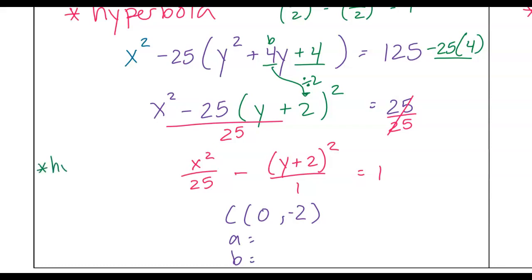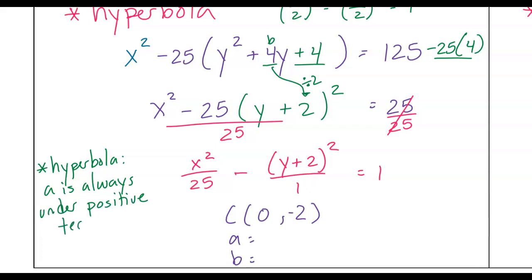Remember, with a hyperbola, a is always under the positive term. So what is our a value? Now, yes, that's what our a squared is. So what do I do to get the a? Right. You take the square root of 25 and you get 5.